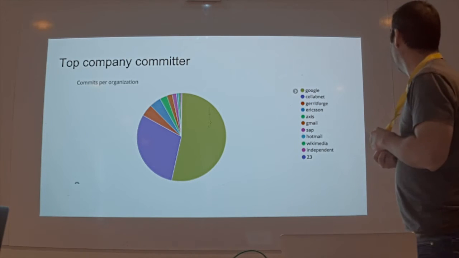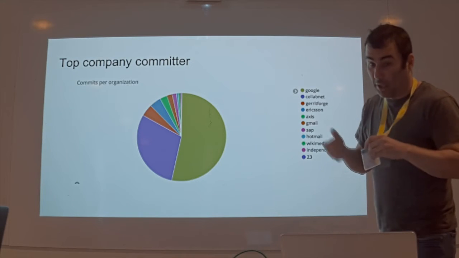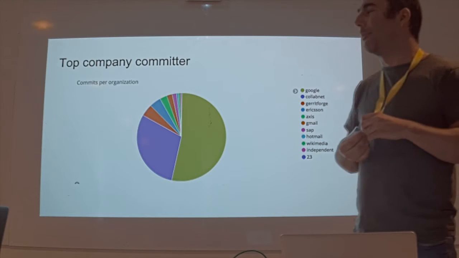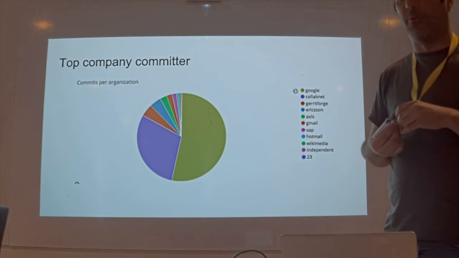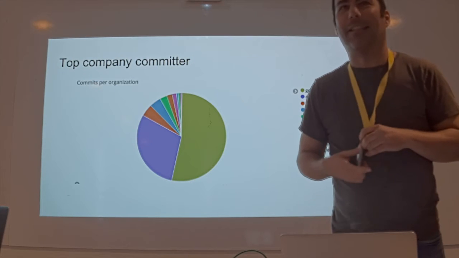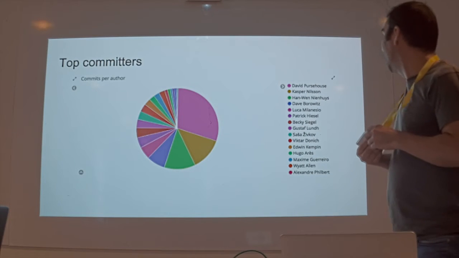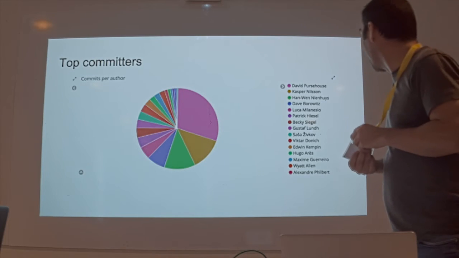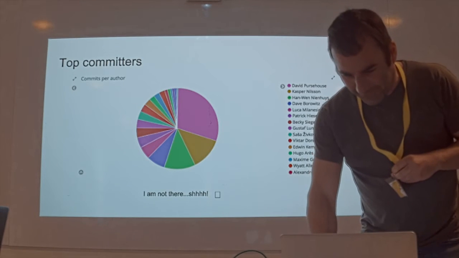Top company committers, well, Google first, but I'm glad to see that Gerrit Forge is there. Not so much my contribution, more Lucas' contribution, who was pinging me at 2 a.m. talking about the problem with Docker and networking and fixing Jenkins plugins. Who's Gmail? That's a bug. But top committers, David outnumbers everybody. I'm not there, but don't tell Luca.